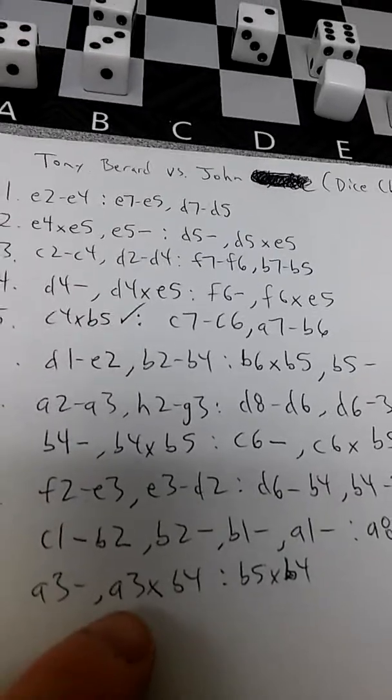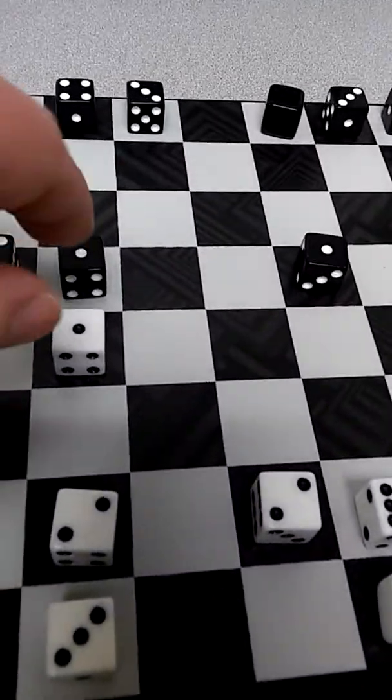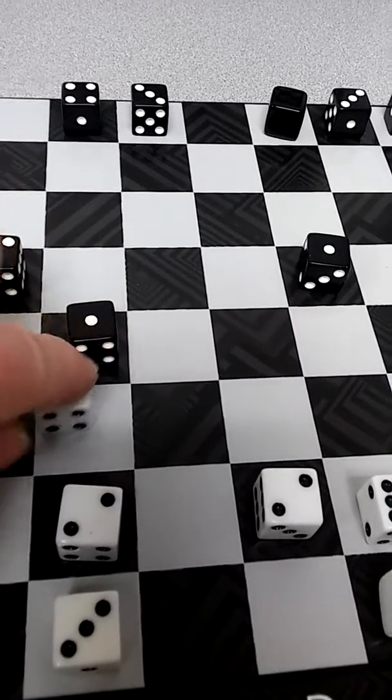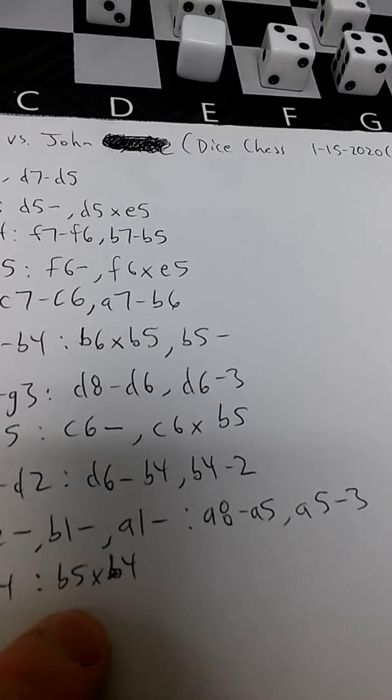So I guess I realized the overloading. And that's it for my turn. Then he played B5 takes B4. And he didn't want to use any more points. Right there. And that was the end of our game.